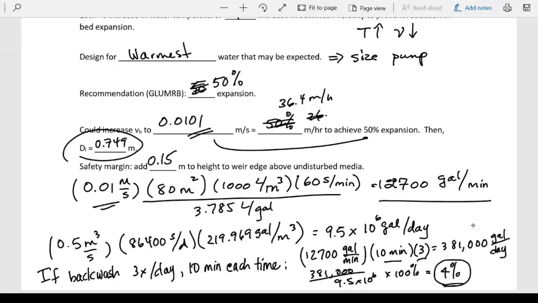So any questions about filtration? So what measures would you take to limit the amount? You want to make sure that you have efficient sedimentation. The poorer the efficiency of your sedimentation basins, the more turbidity you're loading onto your filters, and the more often you're going to backwash. So it's really making sure that your upstream processes are working properly so that you're not having to backwash as often.